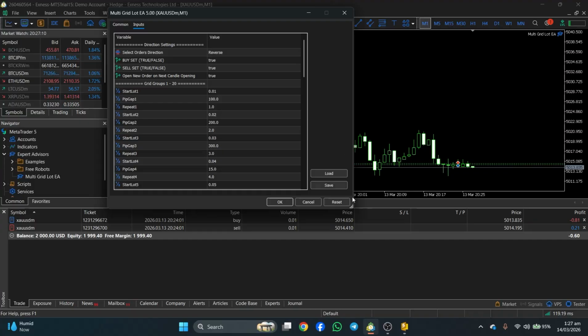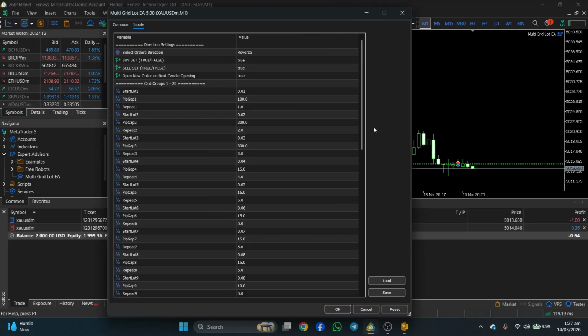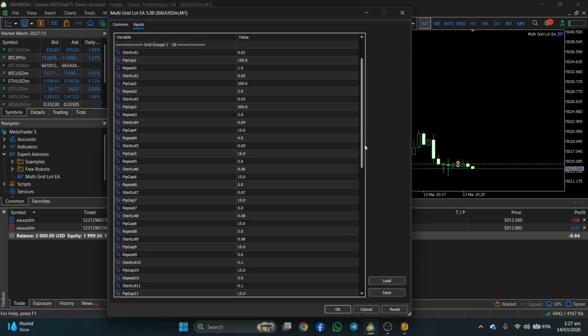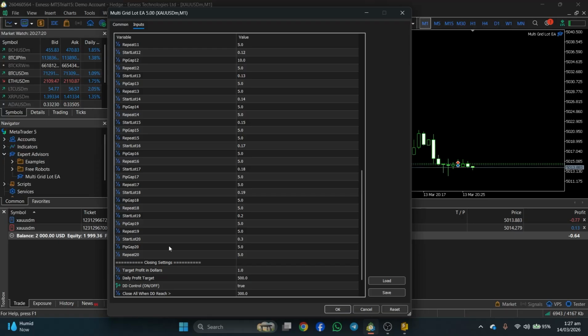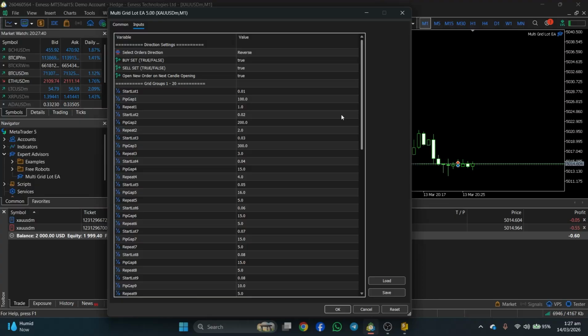I hope you can understand this multi-grid EA setting. So every gap and every setting is different from each other. We can set each trade gap and each lot size and each number of trades and target profit in dollars and daily profit targets. Everything we can write here and adjust according to our needs. We can allow buy and sell here.